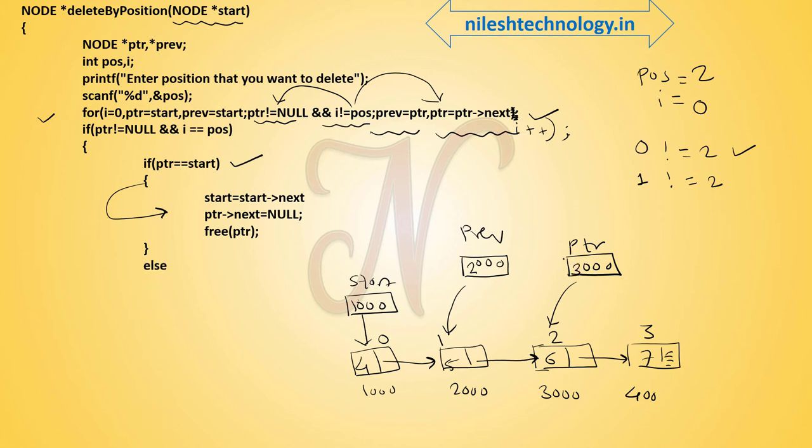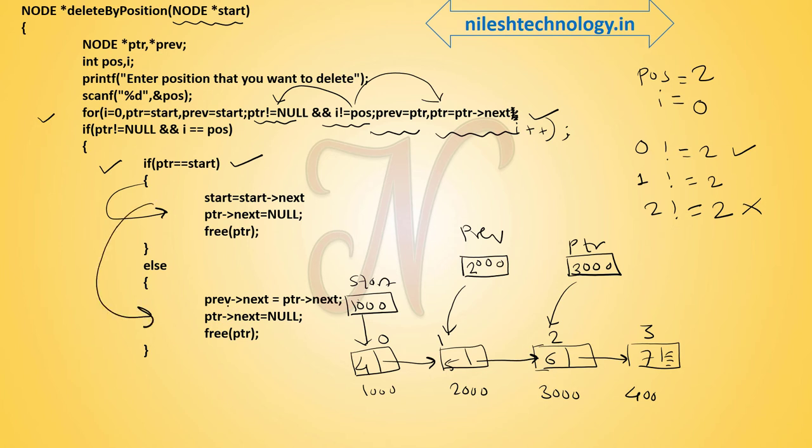Okay, and i plus plus, i is 2. Now 2 is not equal to 2, so here we break this for loop. After breaking this for loop, it goes to the else part, because here my if condition, ptr is equal to start, is false. Start has the address 1000, ptr has 3000. So here they are not equal, so it is going to the else part.